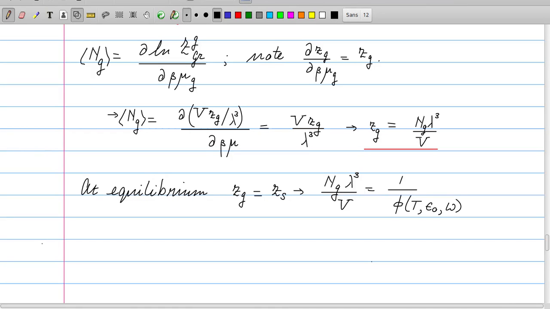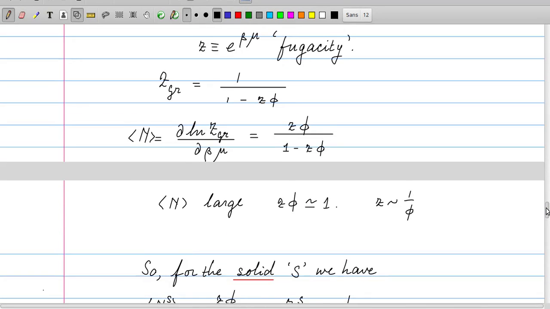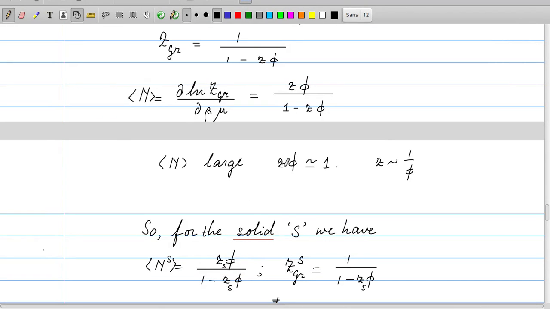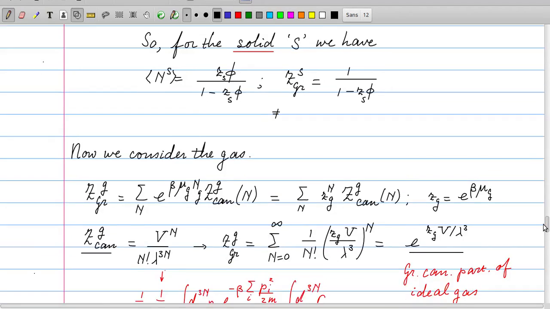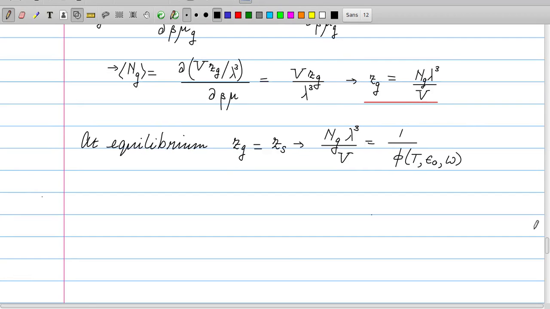Well, we've just seen that the fugacity of the gas is Ng lambda to the third over V, and from the analysis of the solid, we had found that z is 1 over phi. So let's go back to where we have derived that. Here you can see that the fact that z phi should be more or less equal to 1, which was a consequence of N being large, implies that z is 1 over phi for the solid. And so this is an important relation.